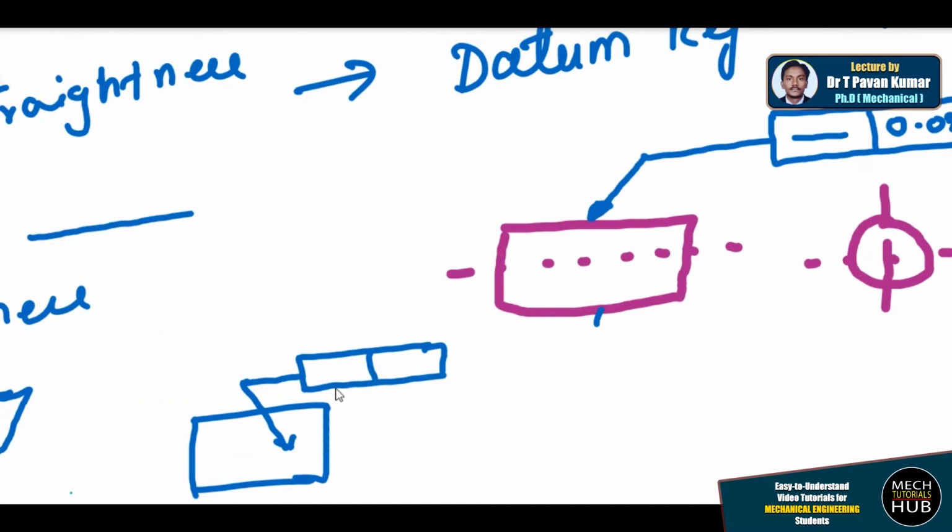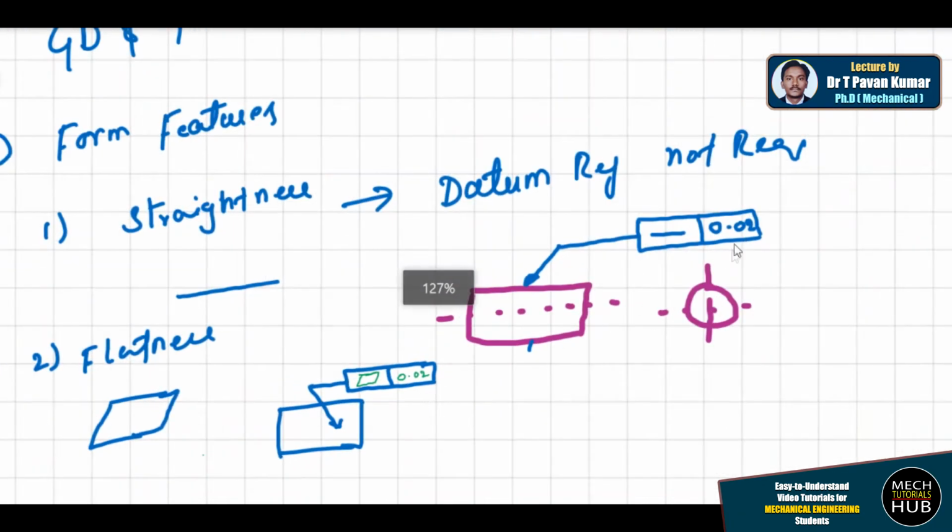The flatness symbol we need to show like a parallelogram, something like this, followed by the value, maybe again 0.02, which is the actual requirement. There is a provision up to 0.02 that we are specifying, and the person who is manufacturing or working on a machine will understand that this particular surface should maintain a surface flatness of 0.02. Similarly, the first one also.